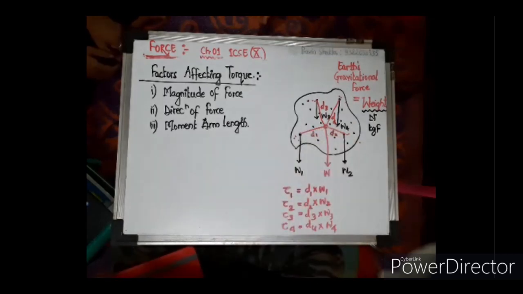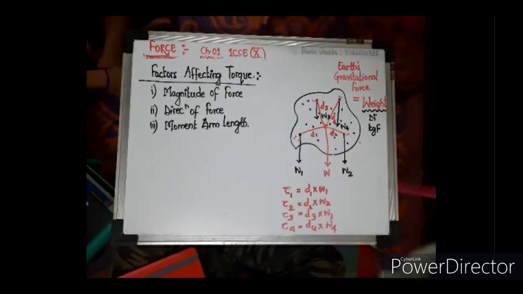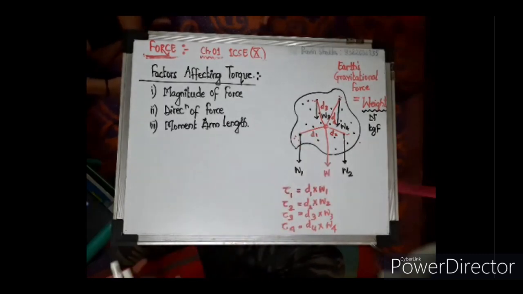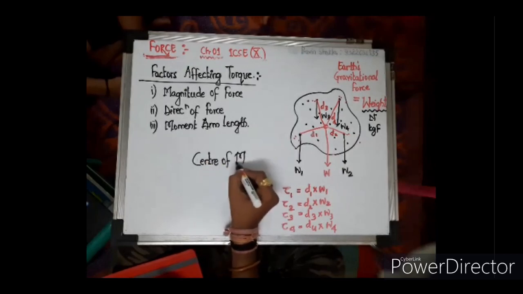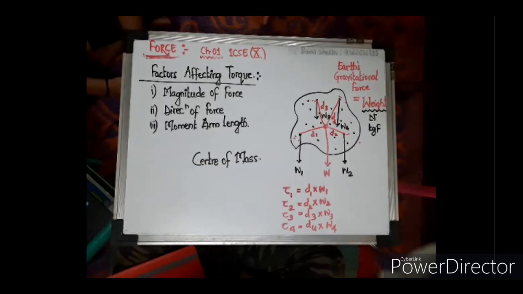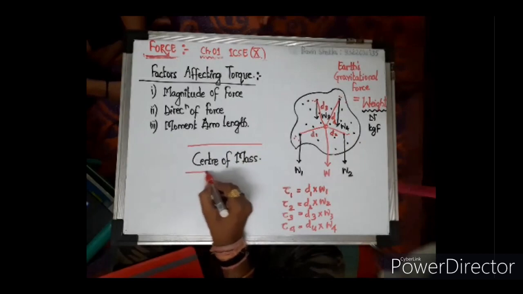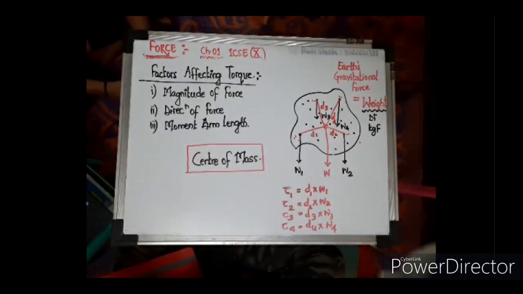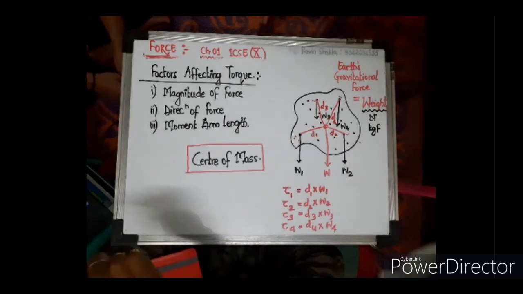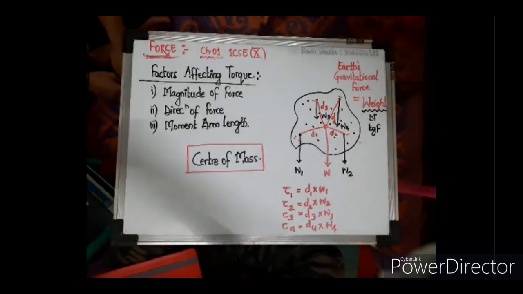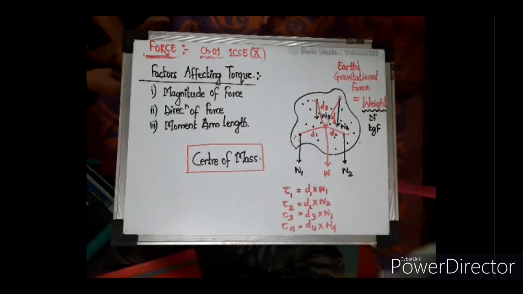So this point of balance is called the center of mass. You need to understand this. What is center of mass now? Center of mass is that point on the body such that the moment of forces of all the points around that point, when added, become zero. Samjha?